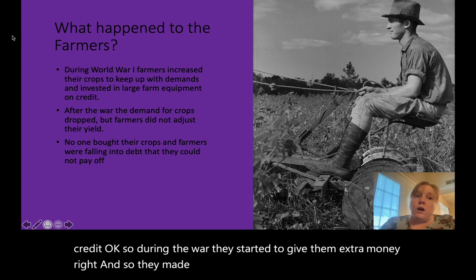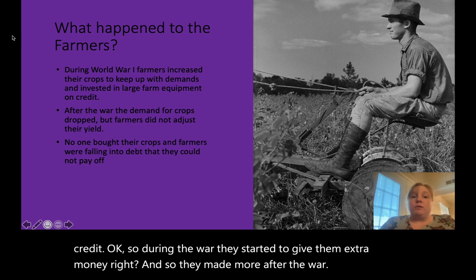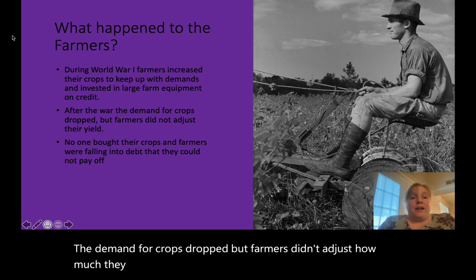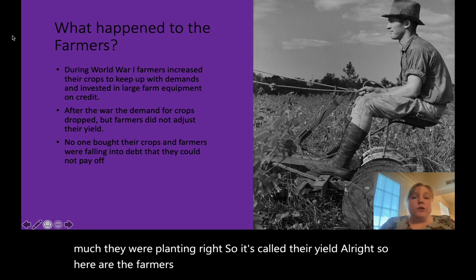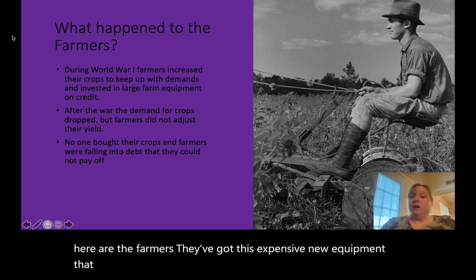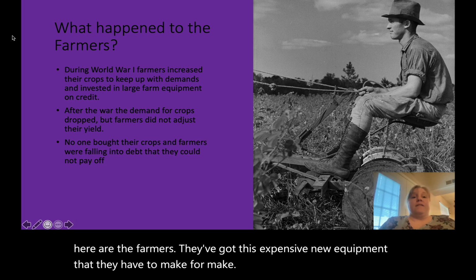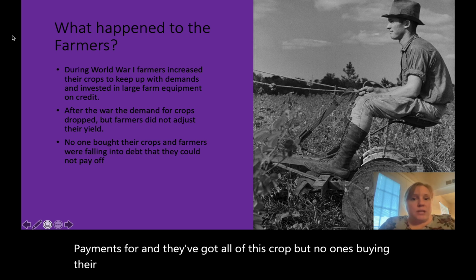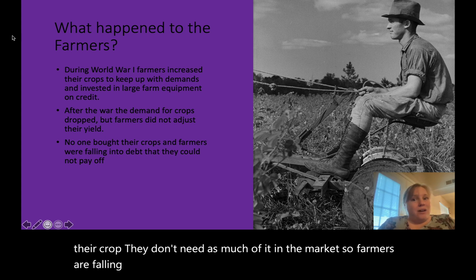Well, after the war, the demand for crops dropped, but farmers didn't adjust how much they were planting, right? So it's called their yield. All right, so here are the farmers. They've got this expensive new equipment that they have to make payments for, and they've got all of this crop, but no one's buying their crop. They don't need as much of it in the market. So farmers are falling into debt that they can't pay off.